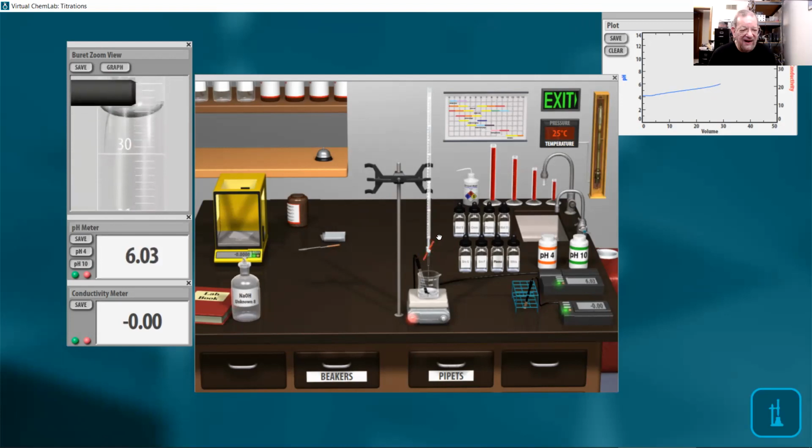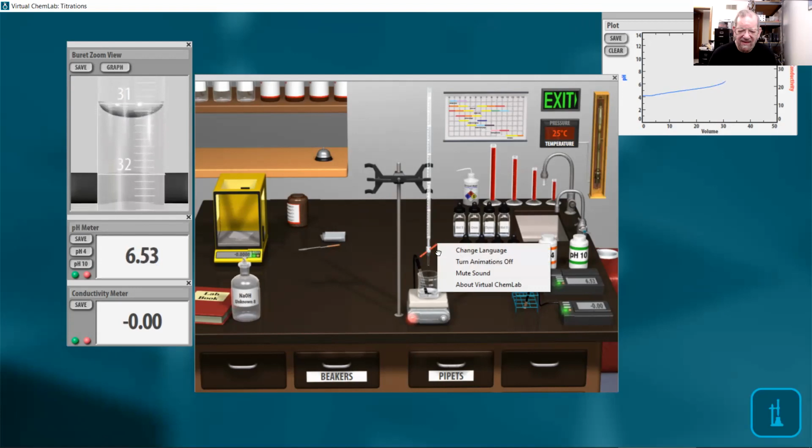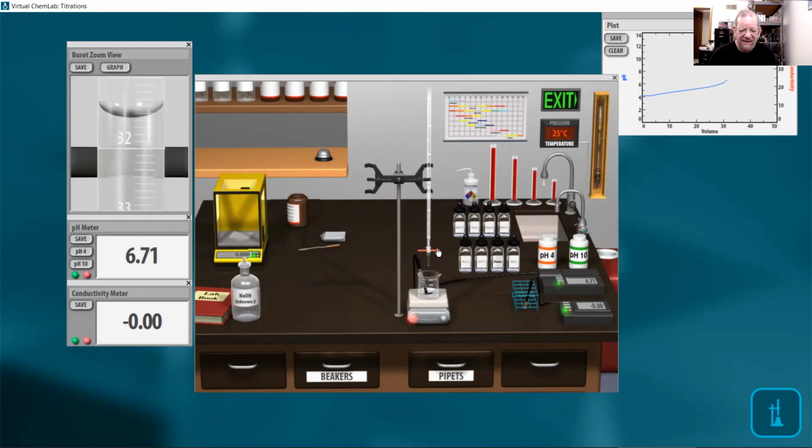Now, here's the skill of doing a titration. When you're getting close, you slow it down. Even now I'm going fast, getting near what's called the endpoint. And see how this is starting to arch up, which tells me I'm near my endpoint.